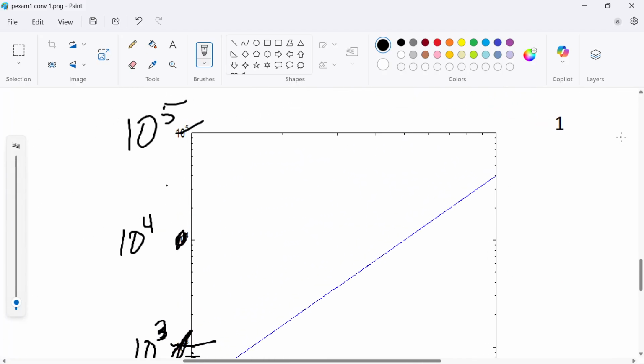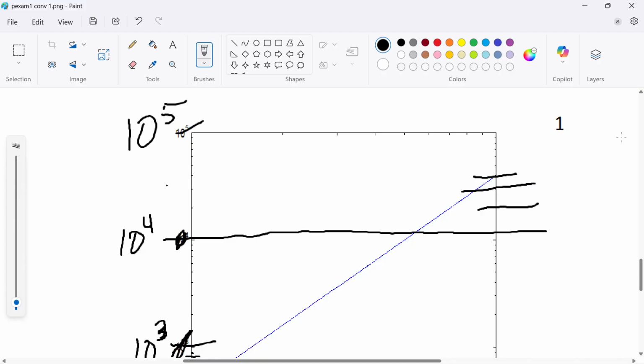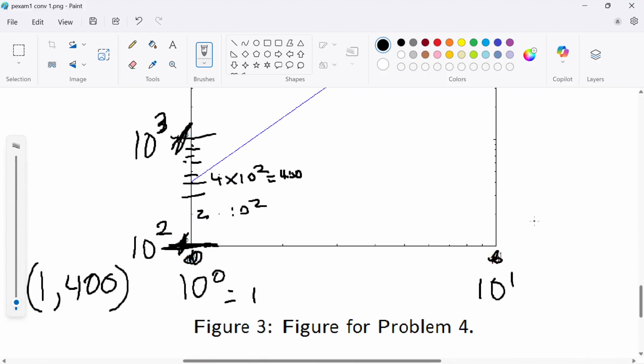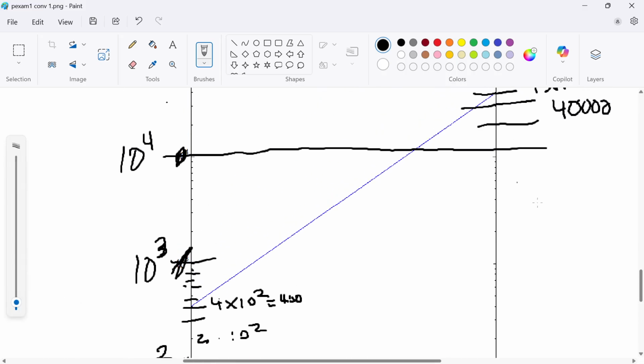And then here, this is 10 to the fourth. 1 times 10 to the fourth, 2 times 10 to the fourth, 3 times 10 to the fourth, 4 times 10 to the fourth. In other words, 40,000. I can use either one of those. And this point for the x is 10 to the first, which is 10. So this point is 10, comma, you can put 40,000 or 4 times 10 to the fourth, whichever one you would like.